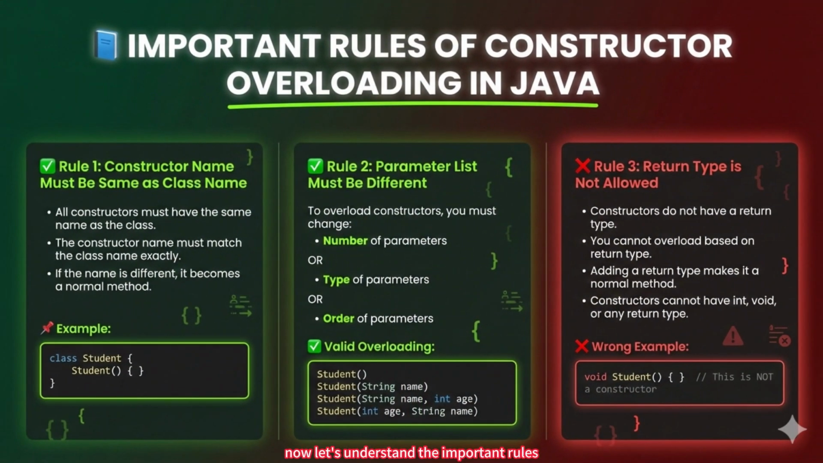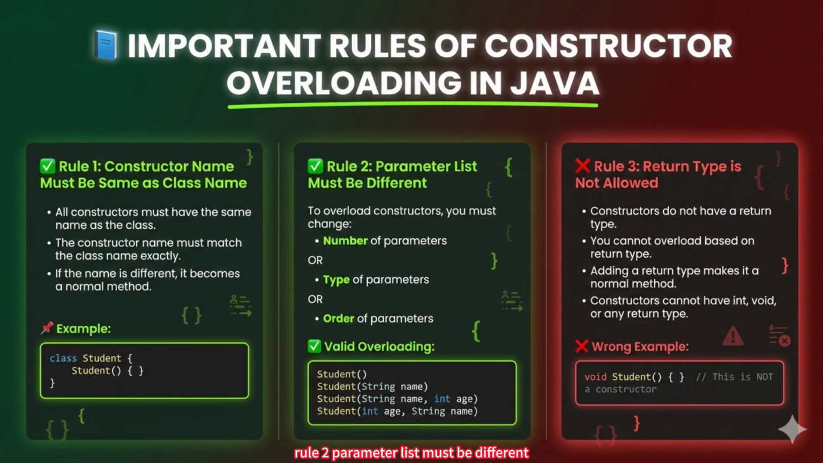Now let's understand the important rules. Rule 1. Constructor name must be the same as the class name. All constructors must have the same name as the class. Example, class Student, Student(). Here, the constructor name is Student and the class name is also Student.